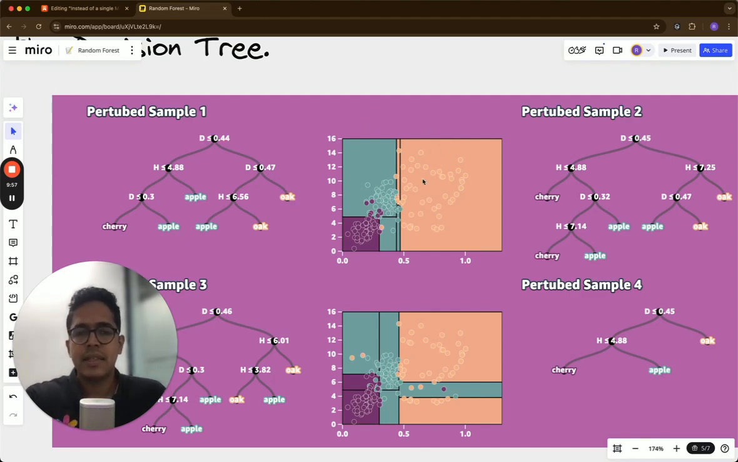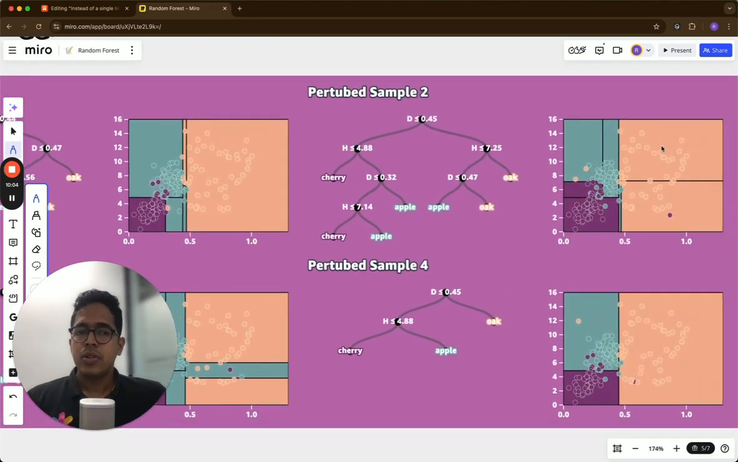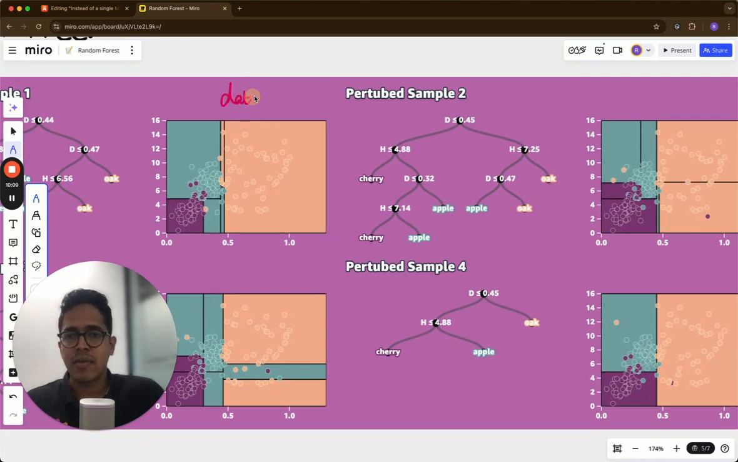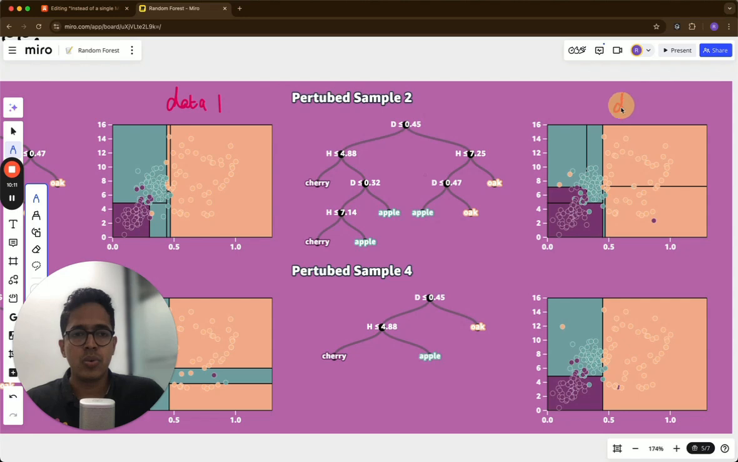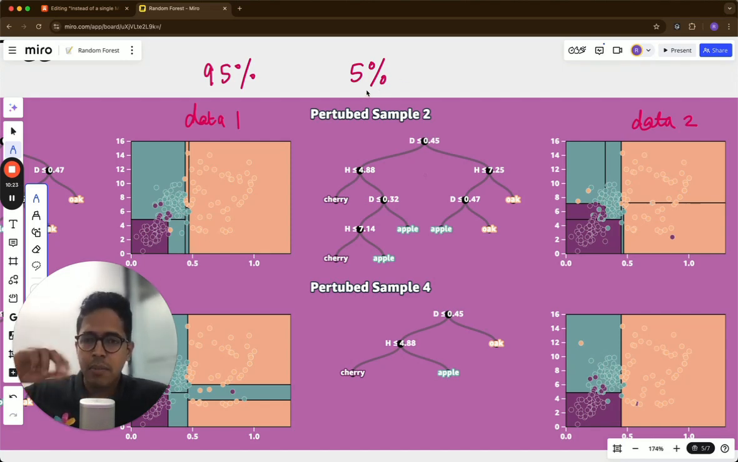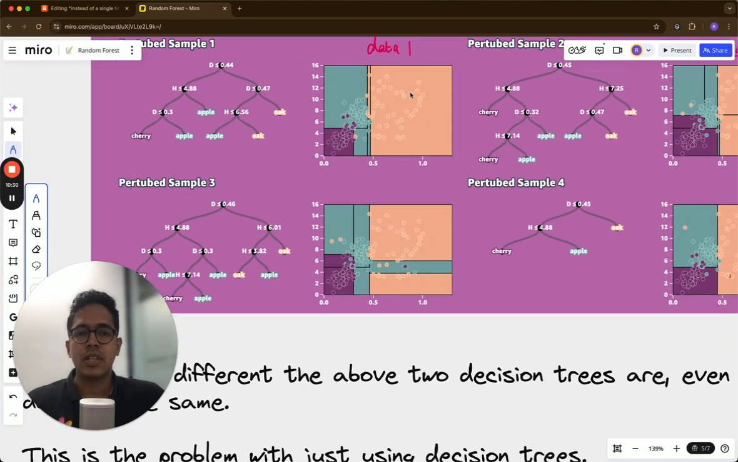So this data set consists of 3 types of trees: oak, cherry, and something else, if I remember correctly. Here you have pretty much the same data set, but what they have done is, for data set 1 and data set 2, 95% of the data is the same, but 5% they have changed. In the training data, they changed 5% to have some Gaussian noise. So although the data set is almost the same, look at the difference in the structure of the decision tree.